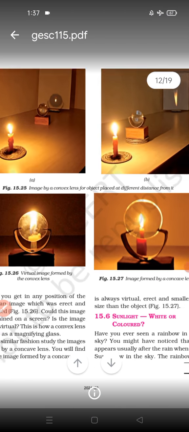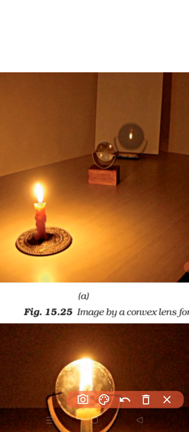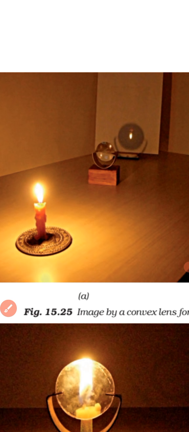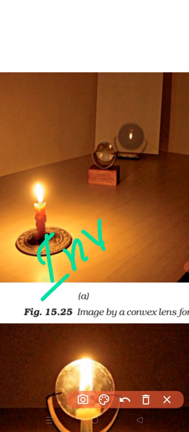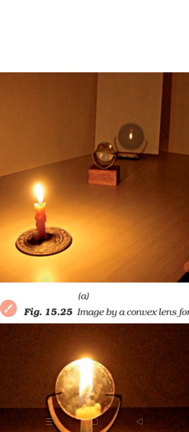As you can see, the image is forming on the screen, right? If you are taking a convex lens, the image is forming on the screen. So what type of image is it? Is it real or virtual? It is a real image, because the image is forming on the screen. And if you notice, is the image inverted or erect? See, it is pointed at the bottom, right? So the image is inverted. Are you getting it? The image is inverted.